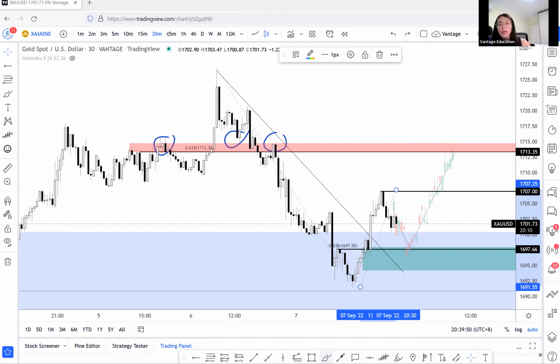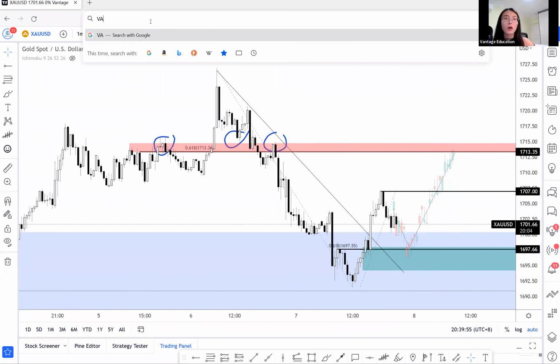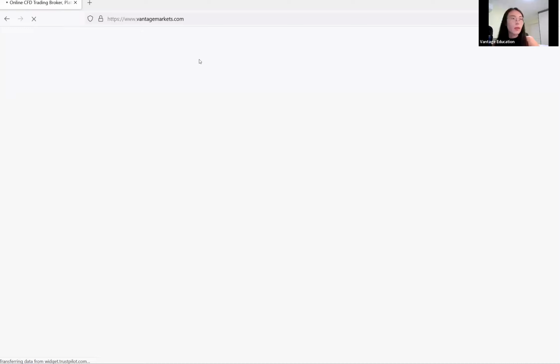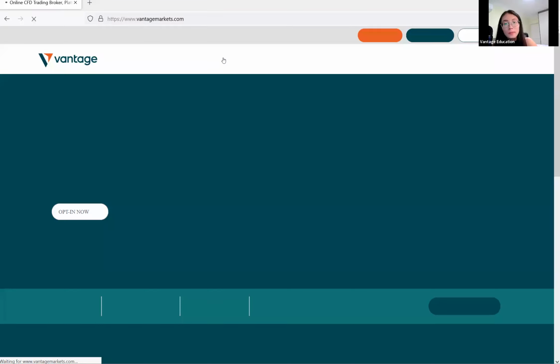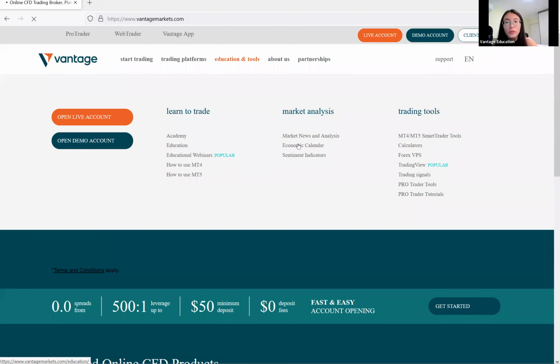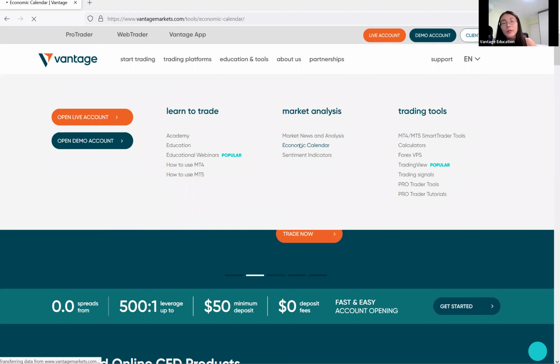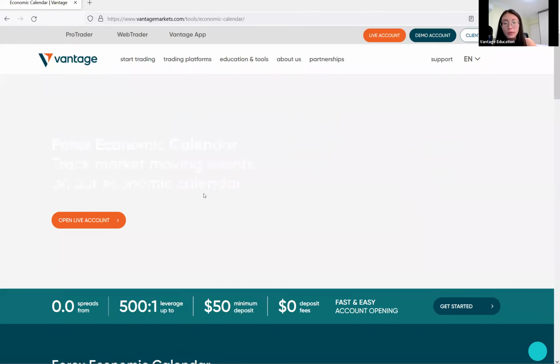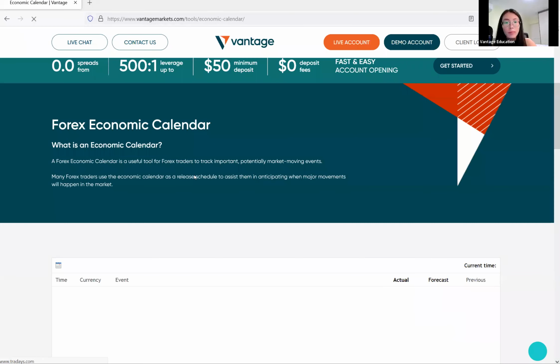Just before that, let's go on to vantagemarkets.com and see the key news for today. Let's take a look at the key news releases. Under education and tools, go to the economic calendar. You can see that these are the key events, categorized according to color, so the ones with darker colors would be higher impact. You can see the upcoming ones that we have.